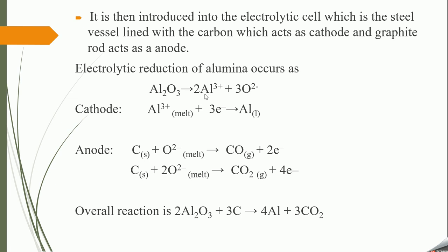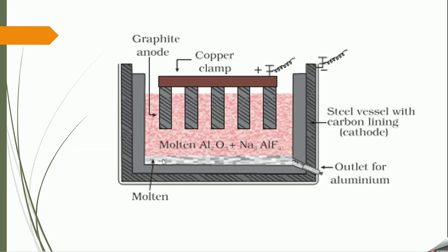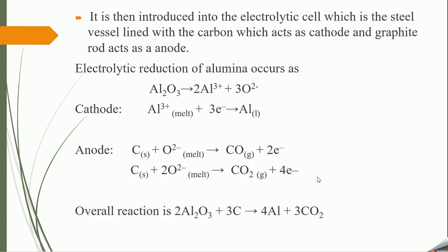This aluminium ion, Al3+ ion, is attracted towards the cathode because cathodes are negatively charged. By gaining electrons, it gets reduced to aluminium metal. So here you can see the molten aluminium, and this is the outlet for aluminium. During dissociation, the aluminium ion so obtained is attracted towards the cathode and gets collected in the molten state.